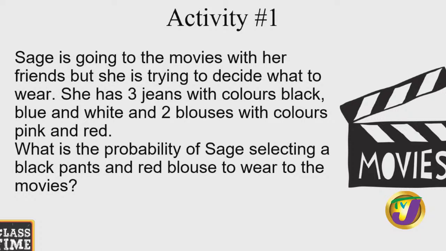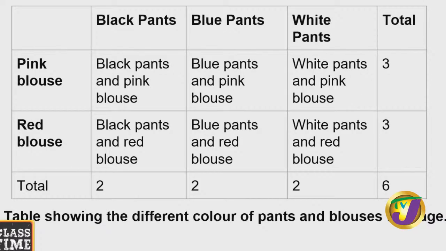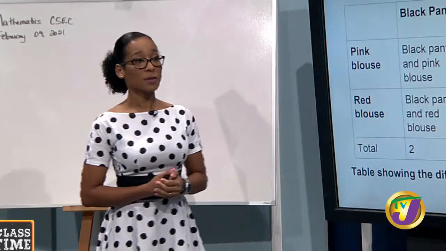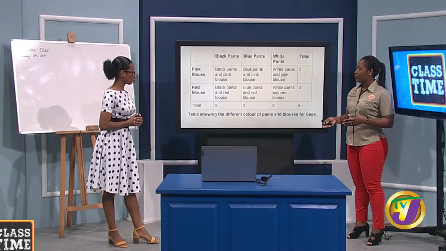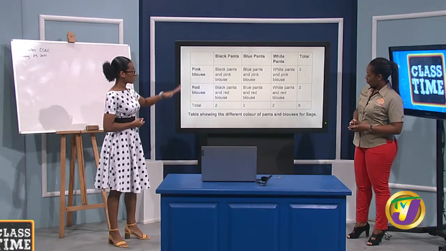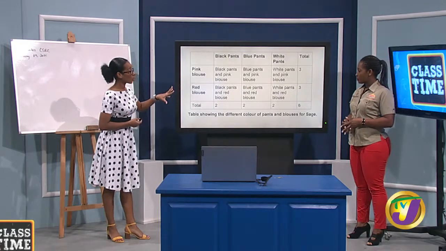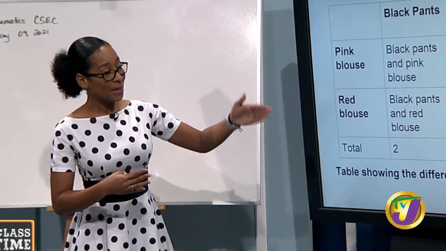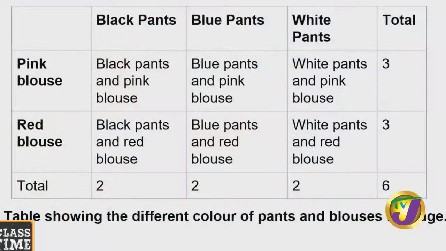So this is where we were before we took a break, and we are just recapping on our table here. We represented our black pants, blue pants, white pants, as well as the pink blouse and the red blouse, any of the pants with any of the 2 blouses. This table lets us readily see the probability of wearing black pants and a red blouse, which we shared earlier. We're looking at independent events, so we arrived at 1/6.